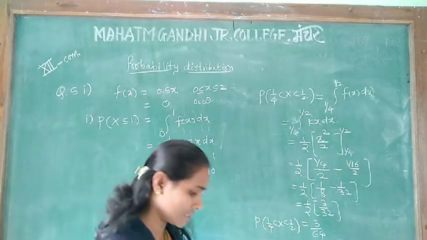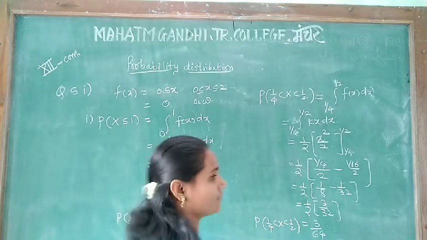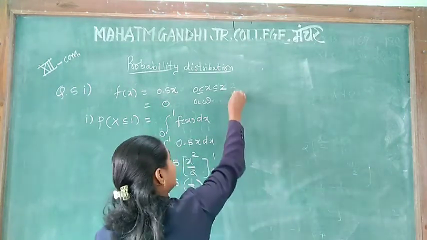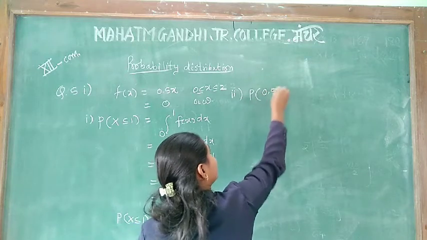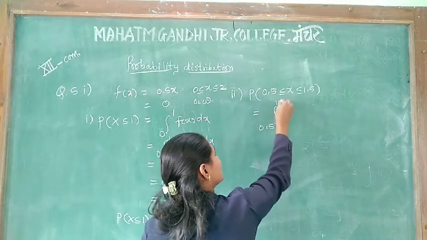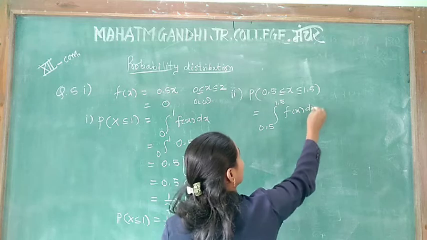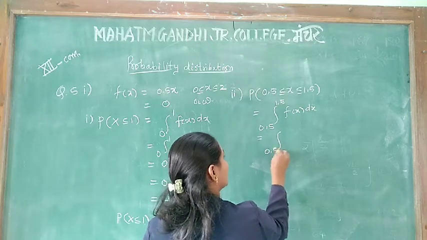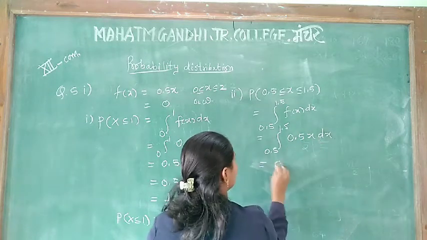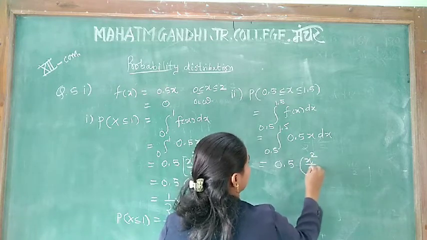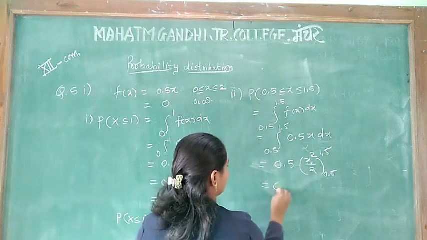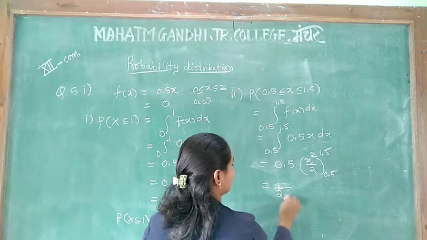Second question is here. What is the probability in between 0.5 to 1.5? Probability in between 0.5 to 1.5 is equal to the integral from 0.5 to 1.5 of f of x dx. Limits 0.5 to 1.5 as it is. What is the function? That is 0.5x dx. 0.5 as it is. Integration is x square upon 2. Limit 0.5 to 1.5. This 0.5 is constant, or instead of this write 1/2.